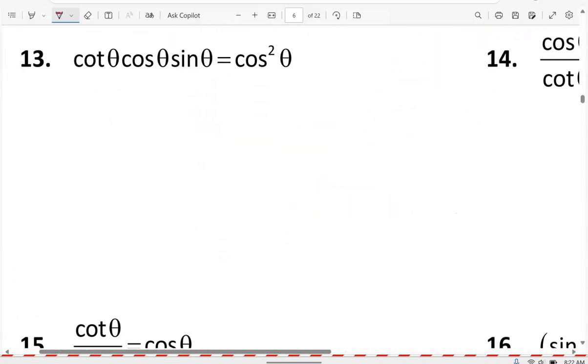In number 13, I'm going to start with the left side of the equation equal to itself.